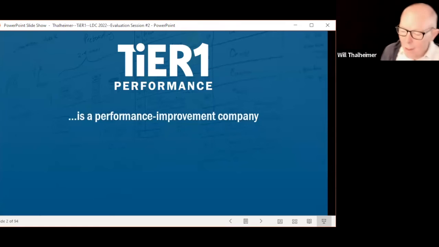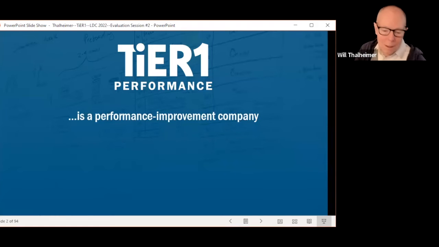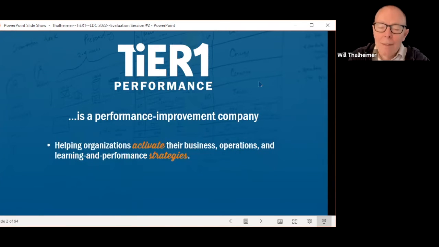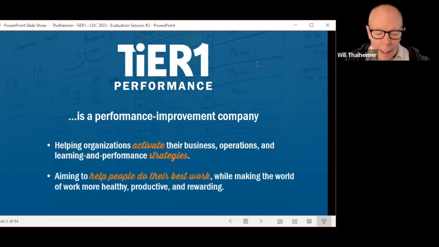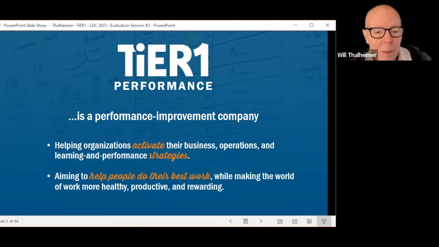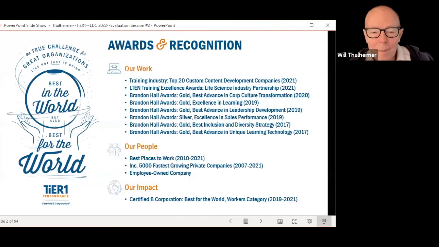And for those of you who might not have been here last week, you might want to know where I'm situated. I am a principal at Tier 1 Performance. We're a performance improvement company. We help organizations activate their business operations and L&D strategies. We do that through the people. We really believe that people are the most important leverage point for performance improvement. And in our mission statement, we want to help people do their best work, making the world of work more healthy, productive, and rewarding.